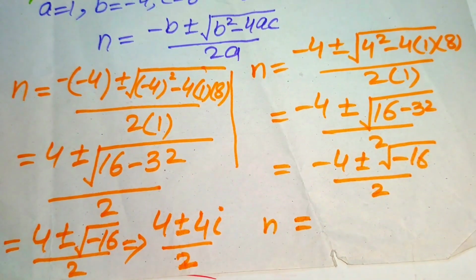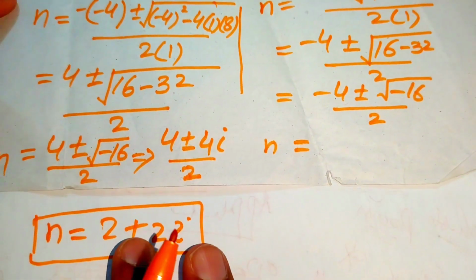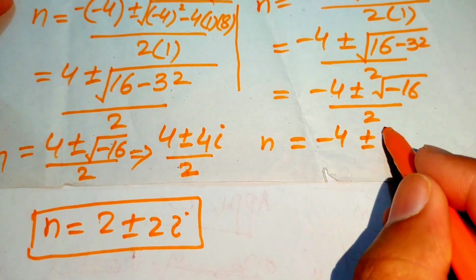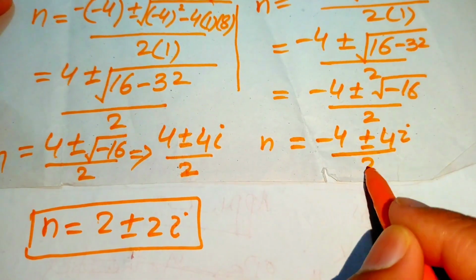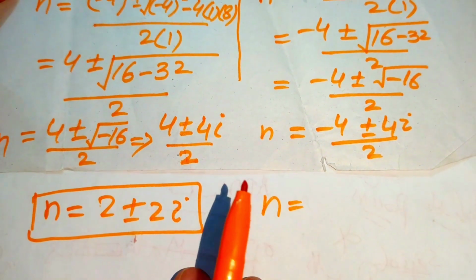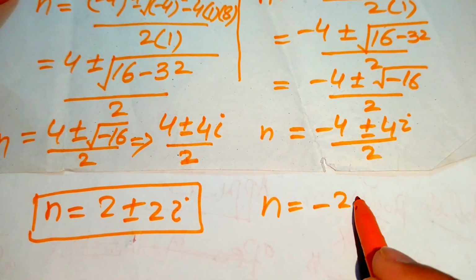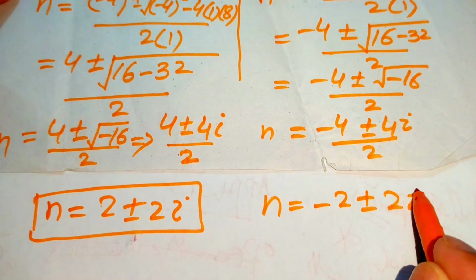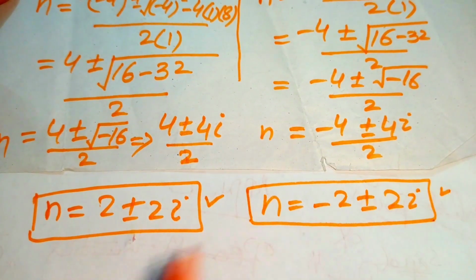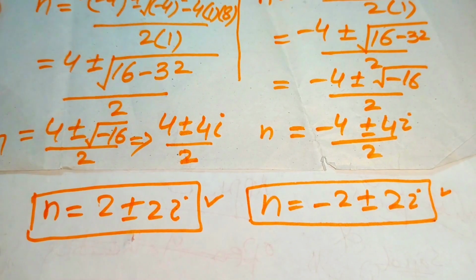So this will be equal to minus 4 plus minus 4 times iota, and this divided by 2. So now we get the other two complex roots: minus 2 plus minus 2 times iota. So these are the four complex roots of the given equation, and this is the final answer.